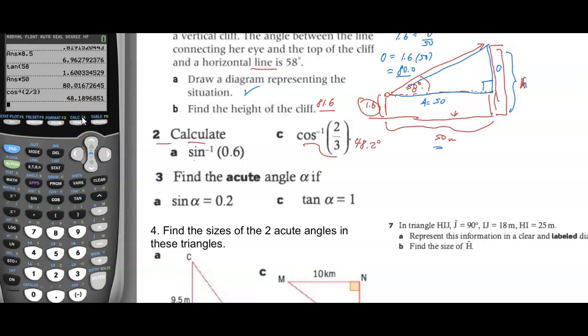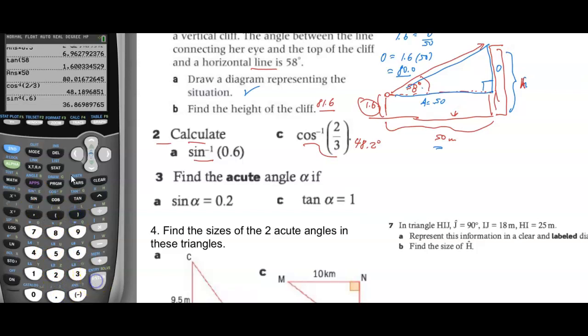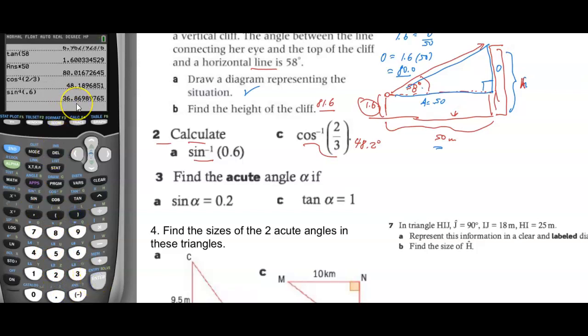Okay, and then inverse sine of 0.6. Second sine 0.6. 36.9.